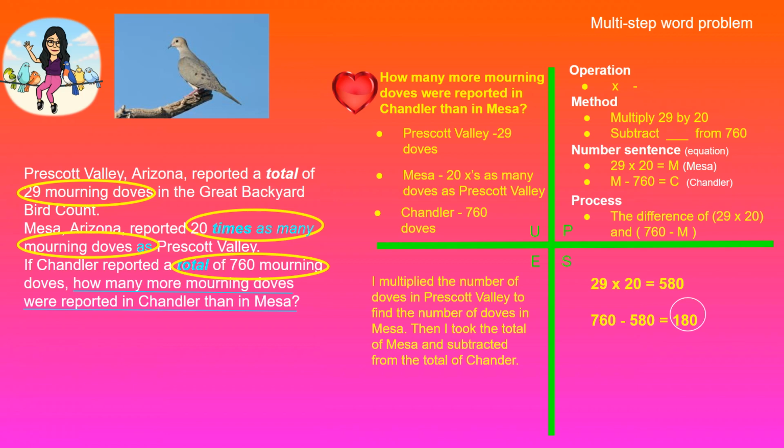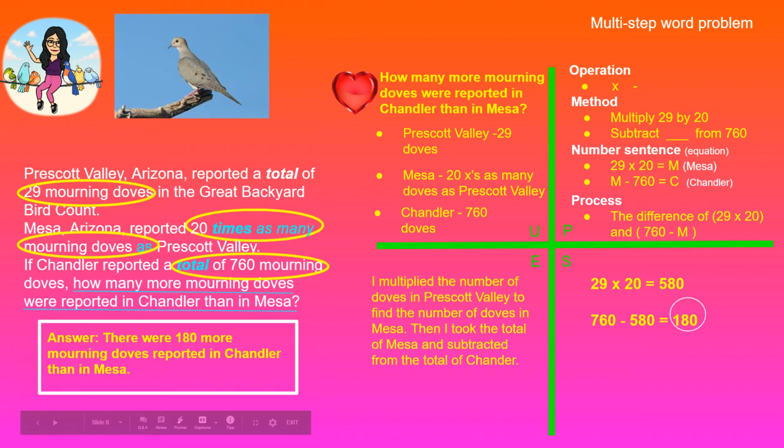So on my fourth step, I'm evaluating and putting what I did. I'm writing the process of what I did. I multiplied the number of doves in Prescott Valley to find the number of doves in Mesa. Then I took the total of Mesa and subtracted from the total of Chandler. So there were 180 more mourning doves reported in Chandler than in Mesa. This is how you use the UPSE model to problem solve.